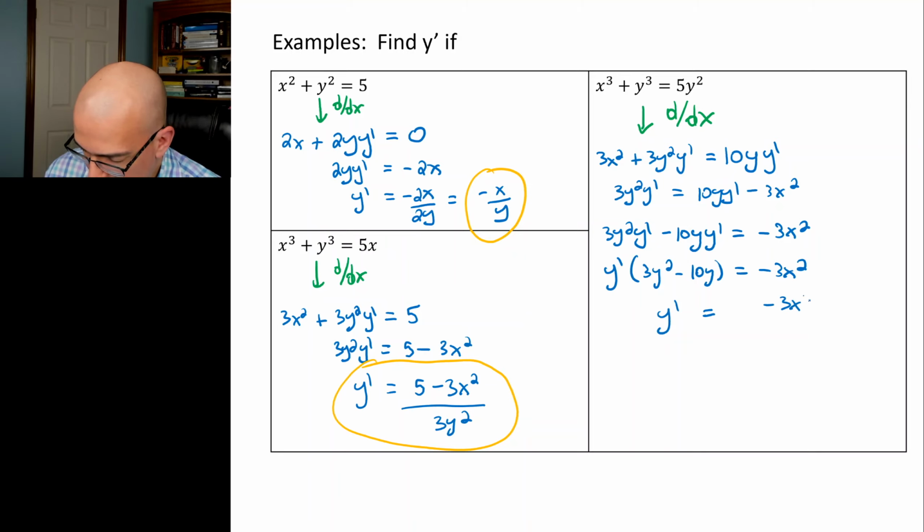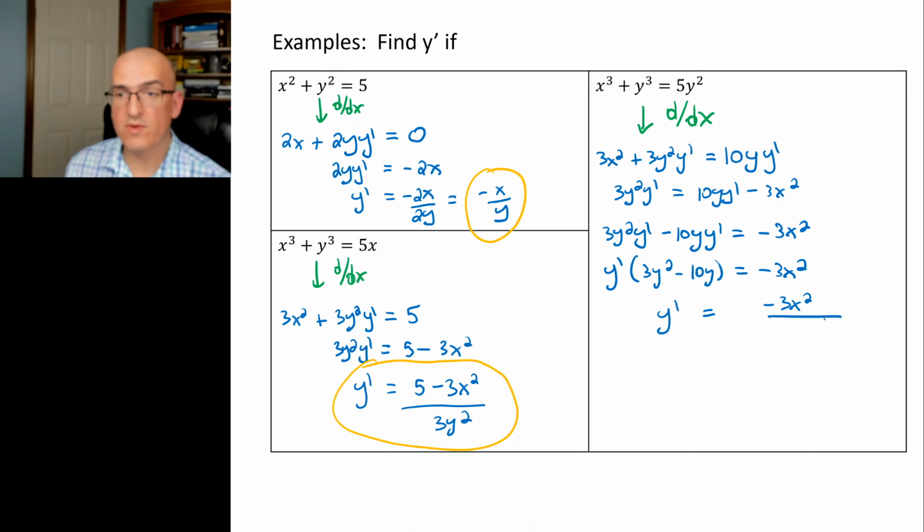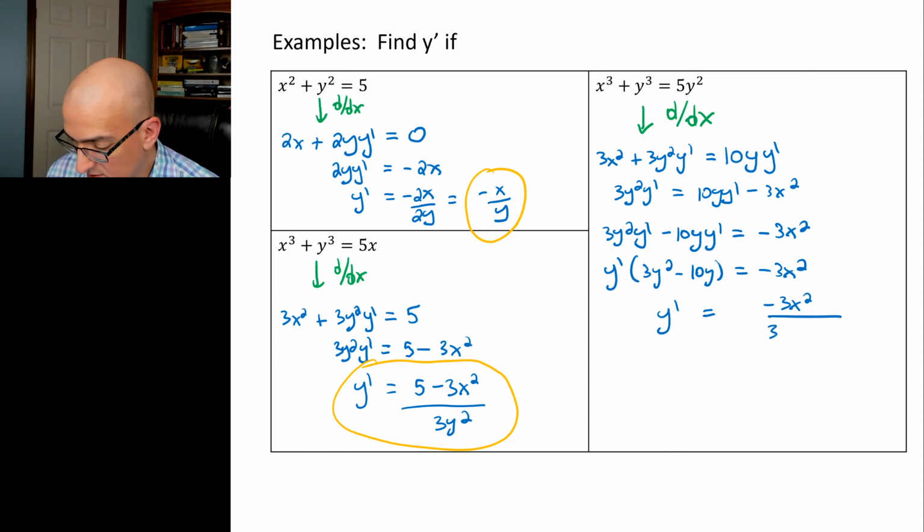Minus 3x squared divided by, now divide both sides by 3y squared minus 10y. And that's our answer.